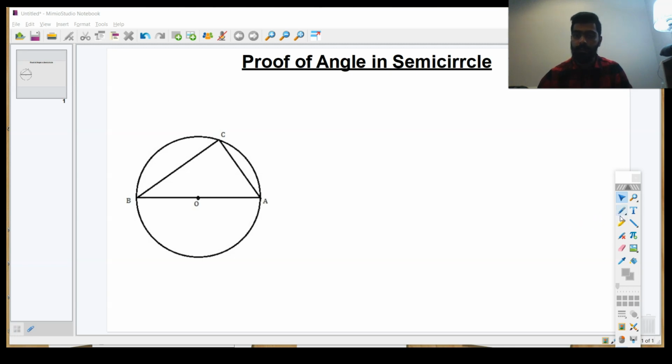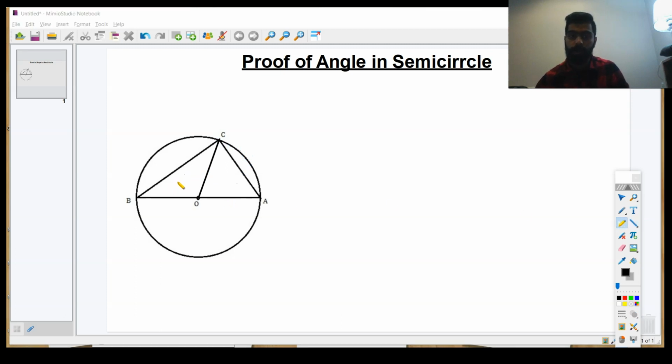So if you take a look at this, what I have here is triangle ABC in which AB is the diameter. In order to prove that our angle C is 90 degrees, the first thing I'm going to do is draw a line here and divide triangle ABC into two smaller triangles. So now I've divided it into two triangles.